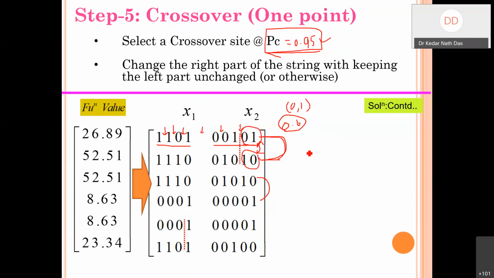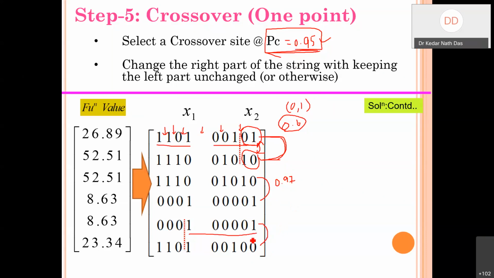Ultimately this will serve your purpose. Similarly, if I jump to the next one and suppose the random number is 0.97, it is greater than the prefixed value, so we are skipping this one. That is why there is no crossover site for the second pair. Coming to the third pair, again we will do the same exercise. Might be the random number generated is less than 0.95. That is why there is a crossover site.